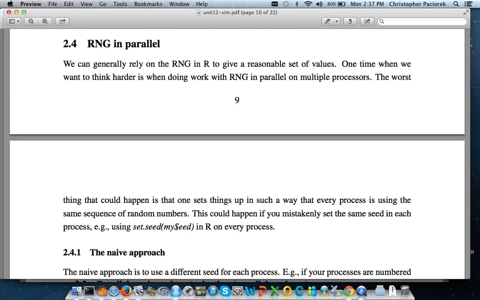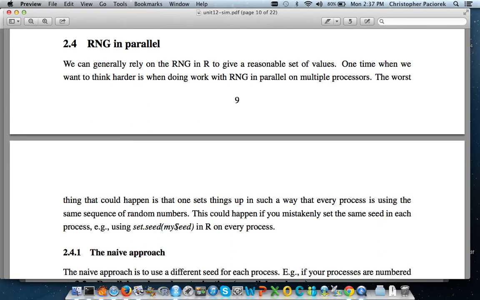So if I'm going to do this, what could go wrong in terms of the fact that I'm using random numbers? Okay, so how would I get exactly the same random numbers?